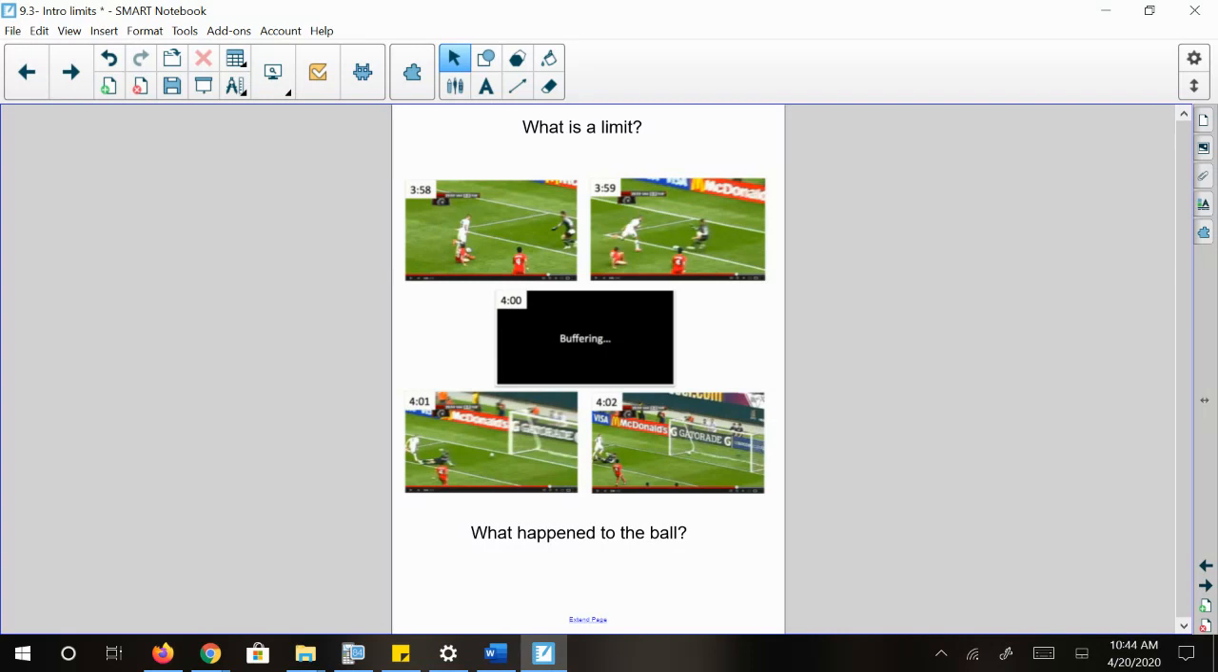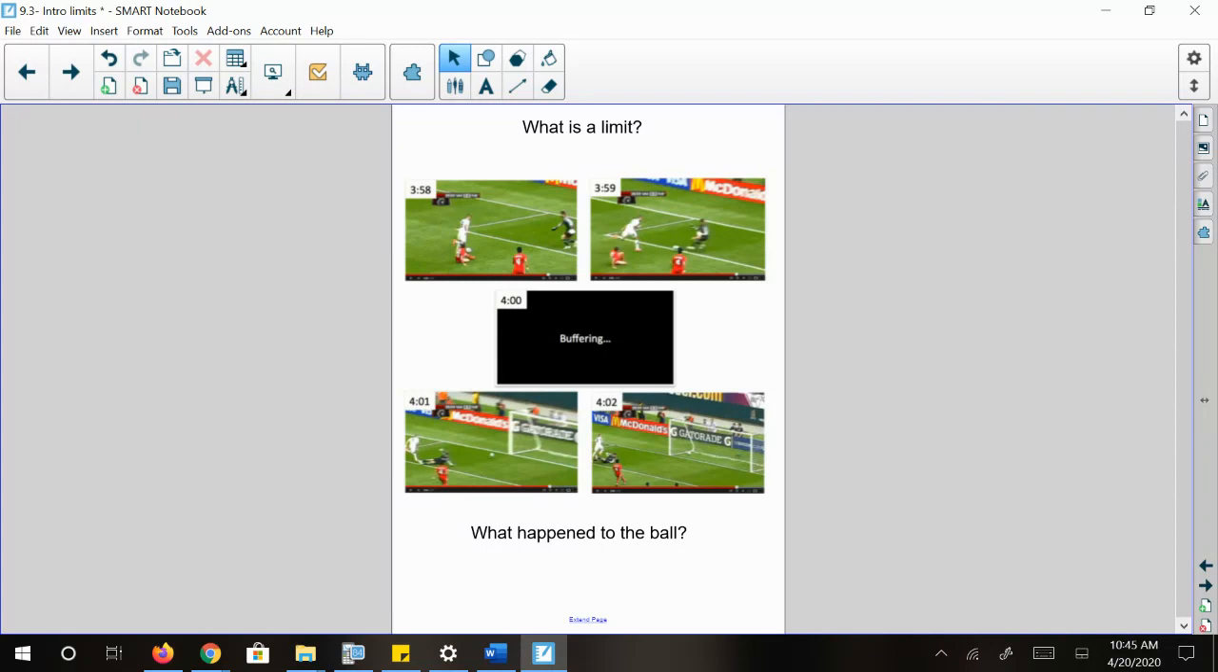So let's say you're watching a soccer game, and you see a guy, and he's got the ball close to the goal, and he starts to take a shot. As you can see here, he has the ball here, takes this shot. You can see the ball, and then all of a sudden the feed starts to buffer, and you lose track of the game for a second. But then when it comes back, you see the ball past the goalie, and then you see it going into the net. And you want to know, well, what happened to the ball during that time that it was buffering when you couldn't see it?